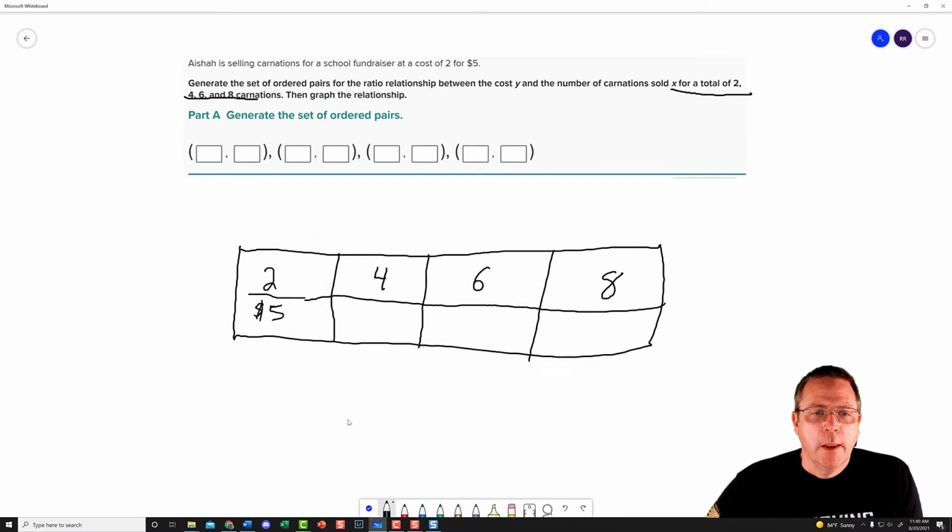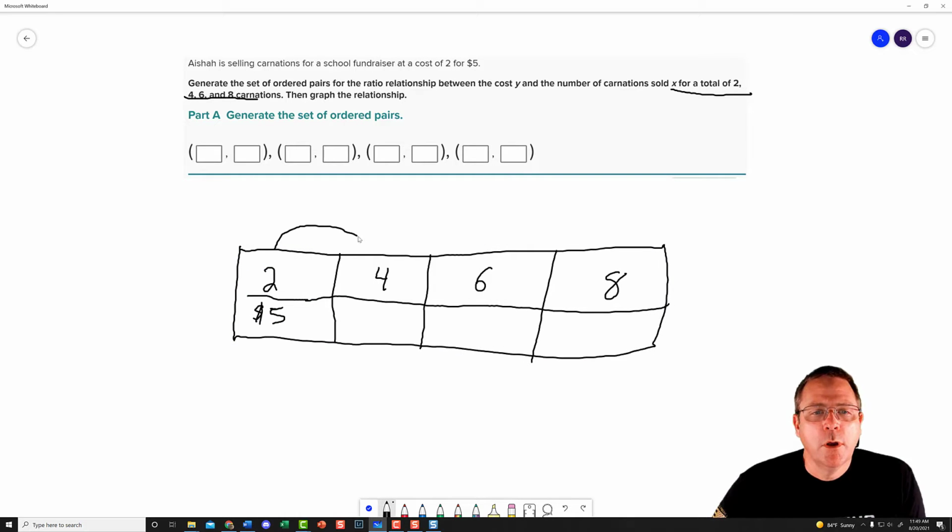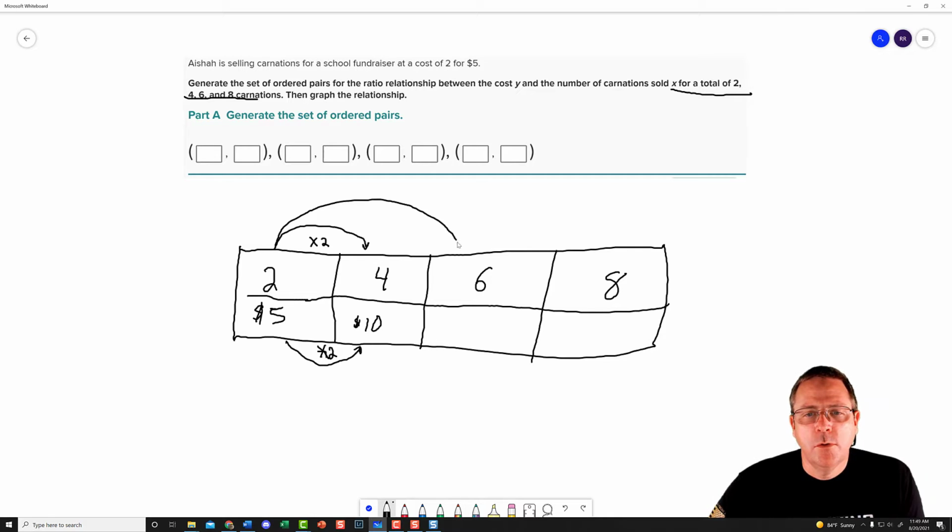That's good. And now I'm going to say, well, 2 times what is 4? That answer is going to be 2. So my next step, I'm going to do 5 times the same 2 is going to give me $10. Next, I'm going to say 2 times what is 6? That answer is, of course, going to be 3. So I will have 5 times 3 is going to give me $15.